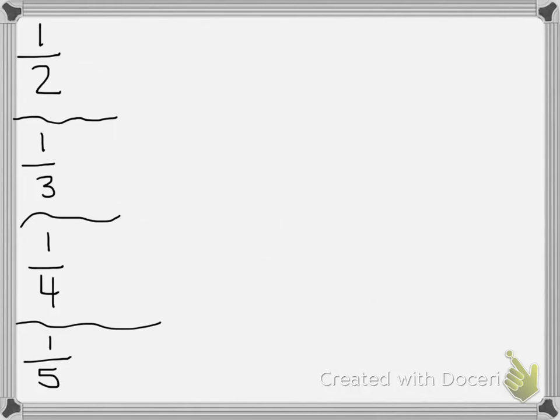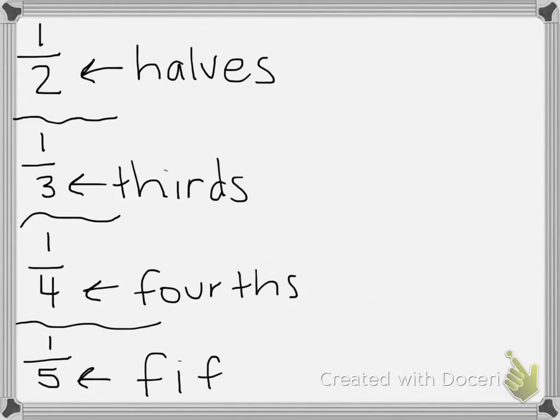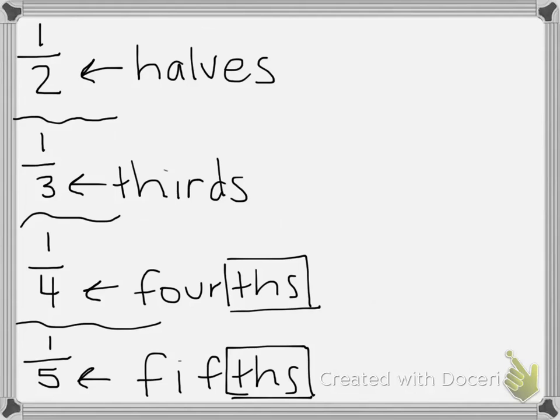We read fractions a certain way. So here at the top we have 1/2. When the denominator, the bottom number, is a 2, those are halves. When the denominator is a 3, those are called thirds. When the denominator is a 4, they're fourths. When the denominator is a 5, they're fifths. And from here on out, you'll see the common pattern is that they will end in THS. That THS is typically a sign that you're dealing with something that's part of a whole.